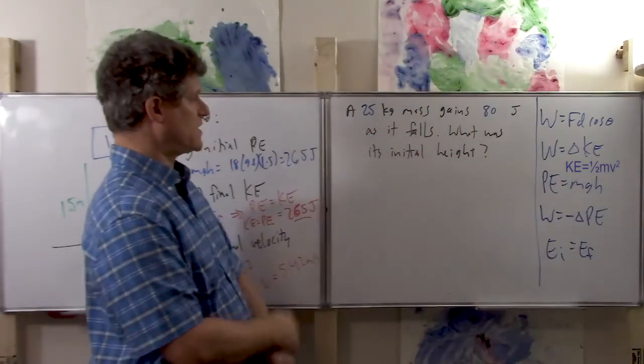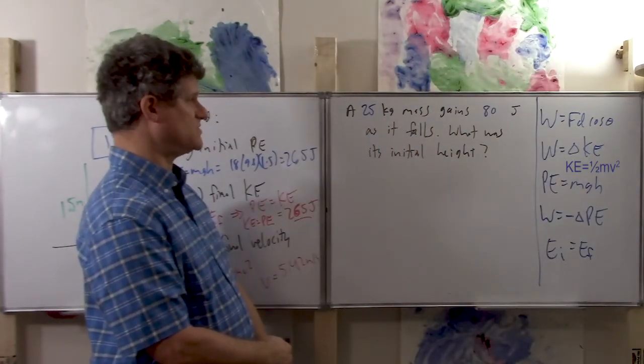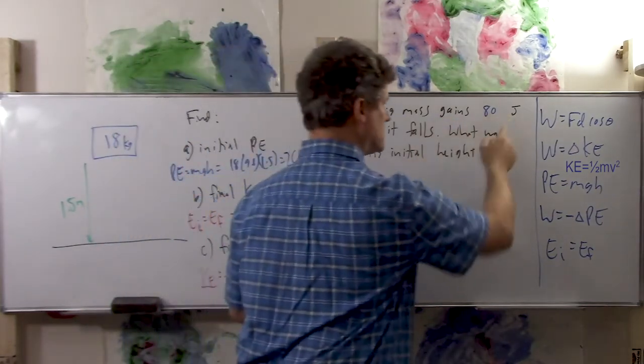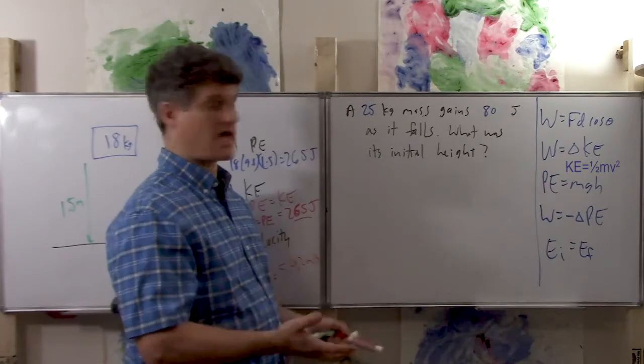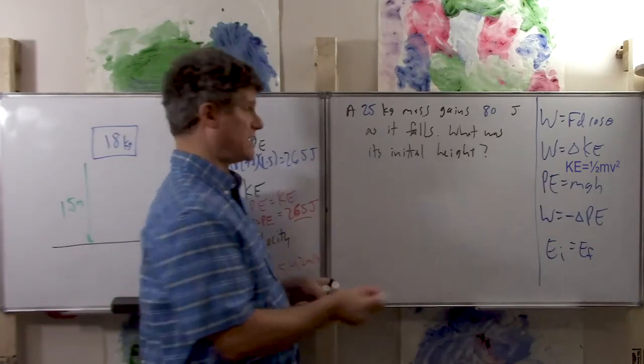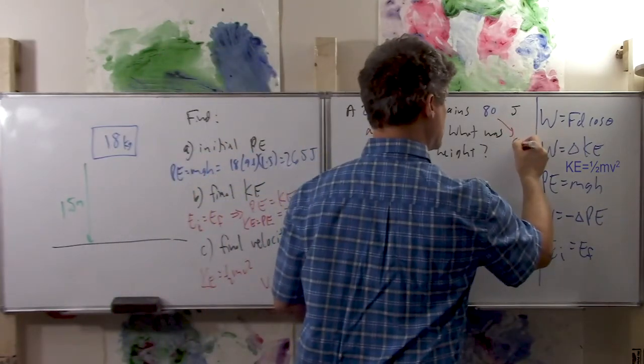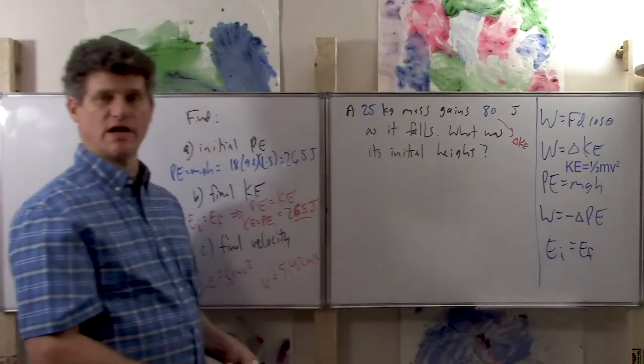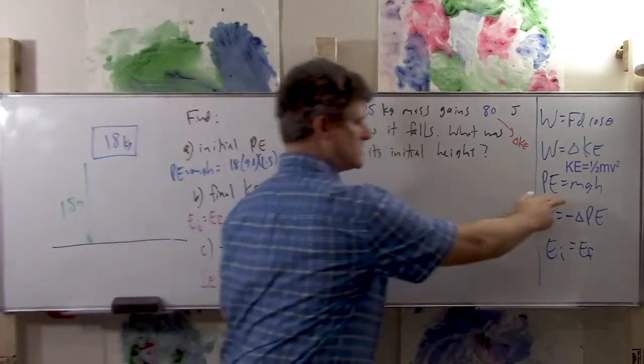Okay, now on to this one. A 25 kilogram mass gains 80 joules as it falls. What was its initial height? Okay, what does it mean gains 80 joules? What type of energy does it gain as it falls? It gains kinetic energy. So that's going to be a change in kinetic energy. So initial height, how can we find initial height? Well, height shows up in the potential energy.